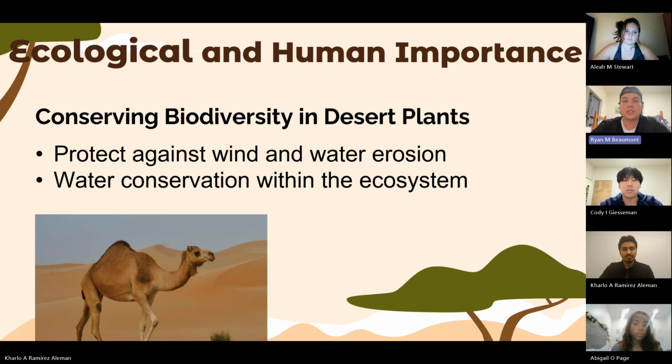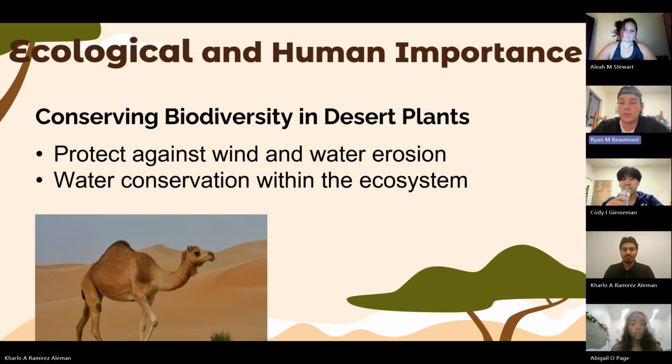And then conserving biodiversity in desert plants is important because desert plants help protect against wind and water erosion in arid environments. Due to the loose sand and loose dirt in dry environments, it's very easy for wind to come and pick up that fertilized topsoil. Whenever plants are existent, whenever cactus, trees, bushes, shrubs, plants like that are in an environment, they will hold the top fertile soil using their roots. They'll hold it down.